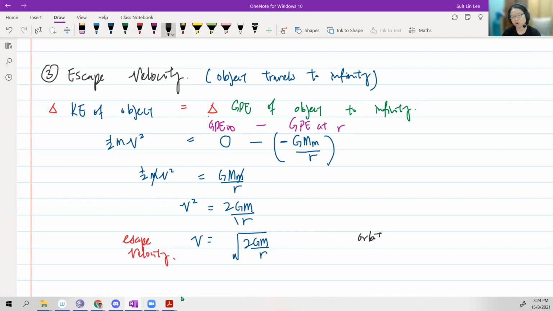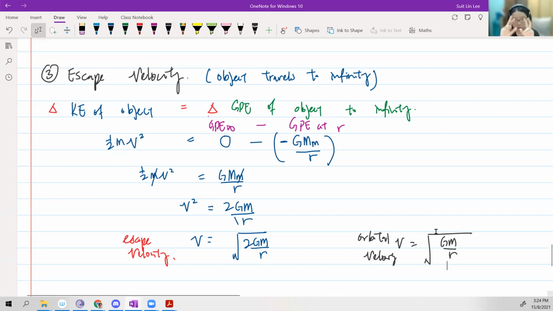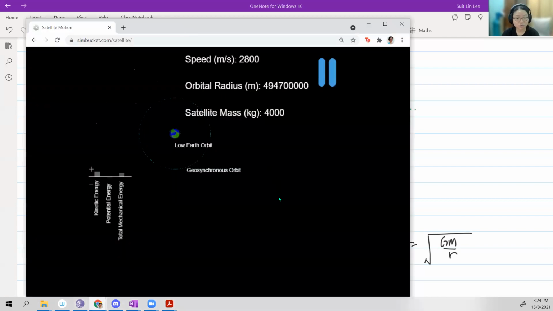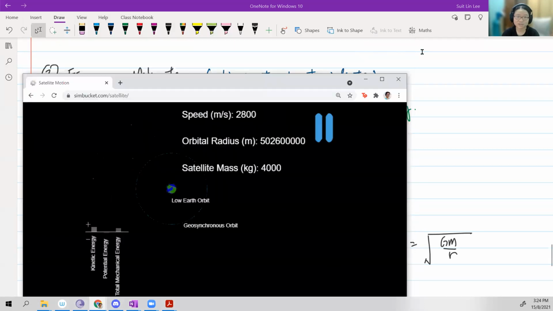Compare this with your orbital velocity. v is equal to square root of GM over r. So the factor that makes them different is just root 2. Just root 2. That's actually quite big also. Okay, so of course we can put in the numbers here, but I think we calculated it last time. You actually need a lot of space, a lot of energy to accelerate. And I actually don't know where the satellite is anymore. It's gone, it's still increasing, but it's gone, it's gone.